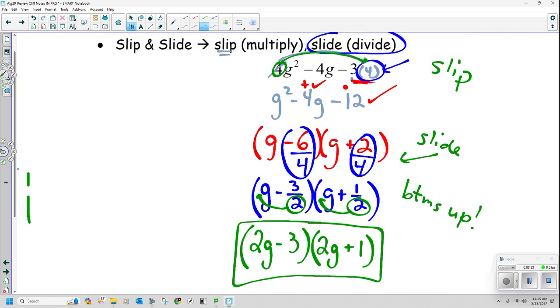So in review, I slip, and I end up with this. If this is unfactorable, I don't do any more work. But it was factorable. I got here in red. Okay? I bring the number 4 back in to slide, reduce, and bottoms up. And there you go. Perfect.